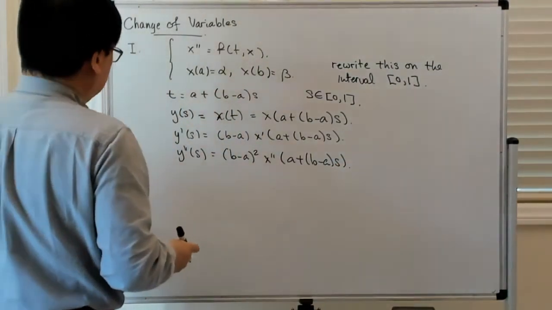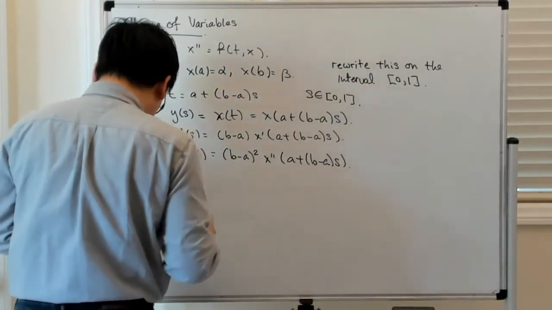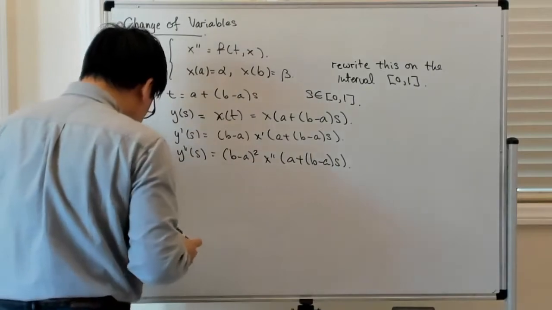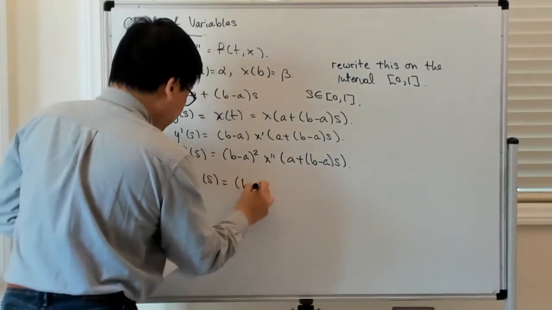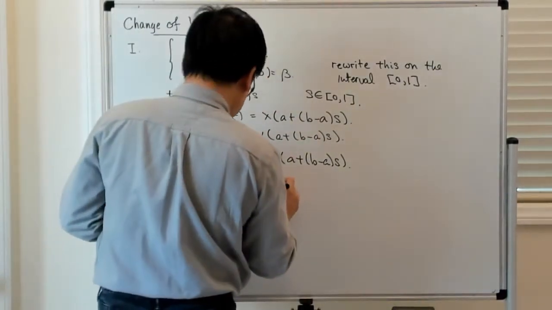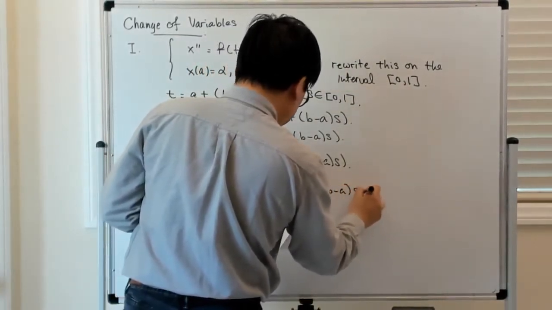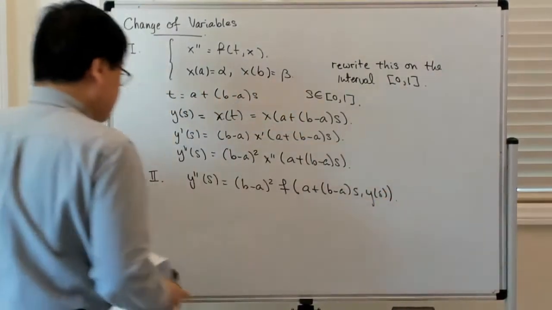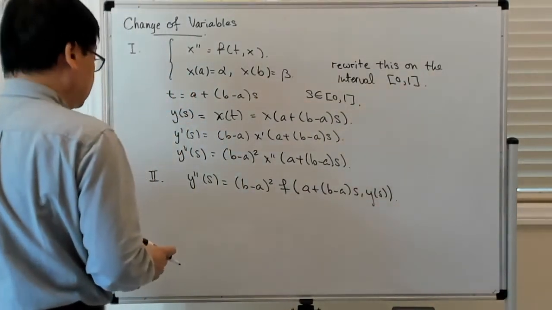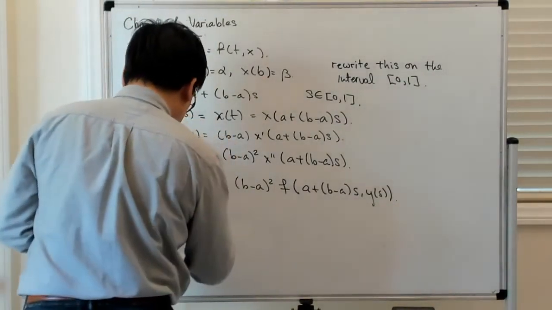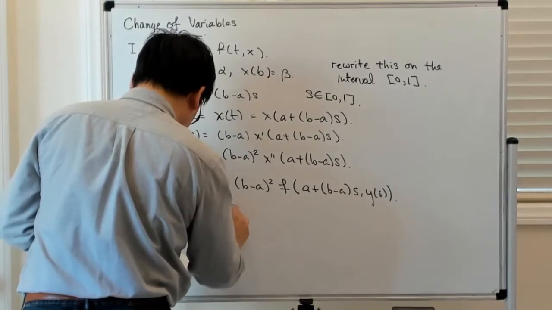Okay, so with that in mind, I can rewrite the original equation in the following way. Let's label that 2. So we have y double prime of s is equal to b minus a squared times f of a plus (b minus a)s, and then y of s. Okay. All right, and then y of 0 is equal to alpha, and y of 1 is equal to beta.